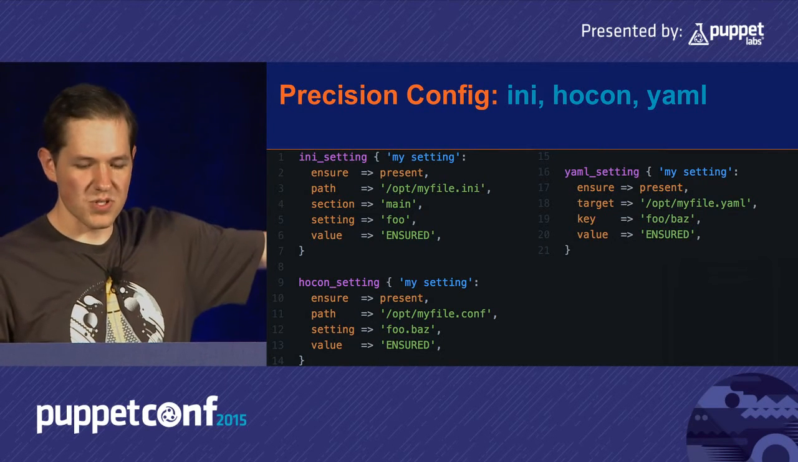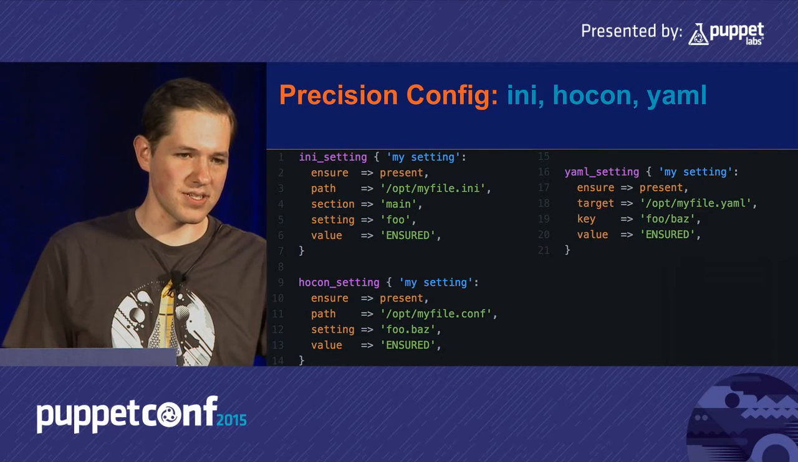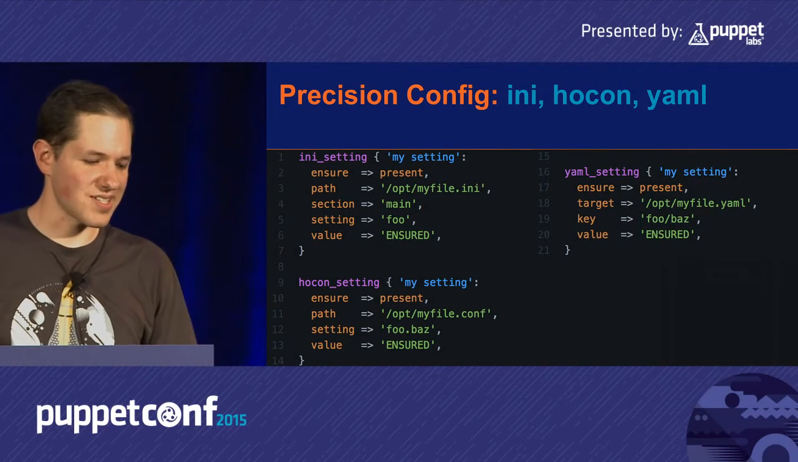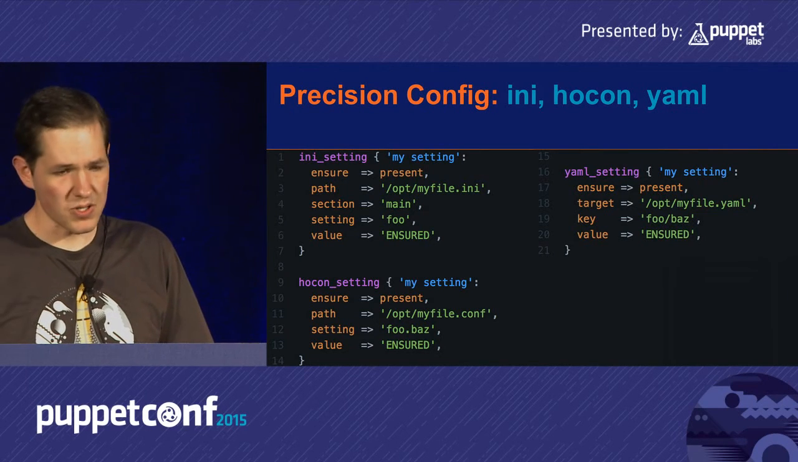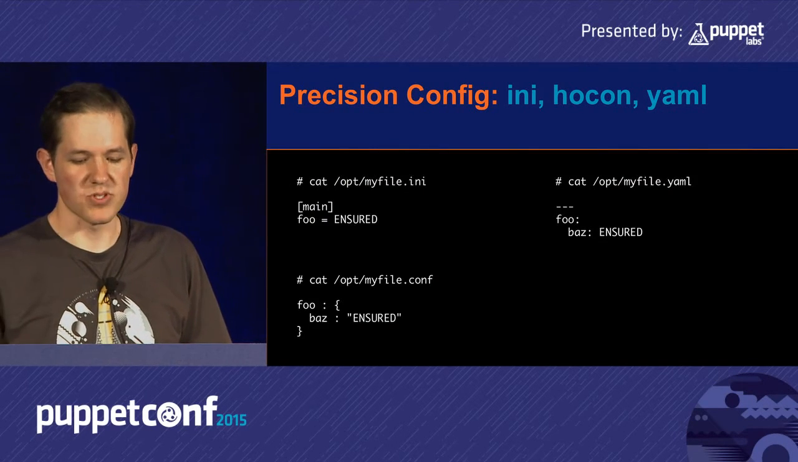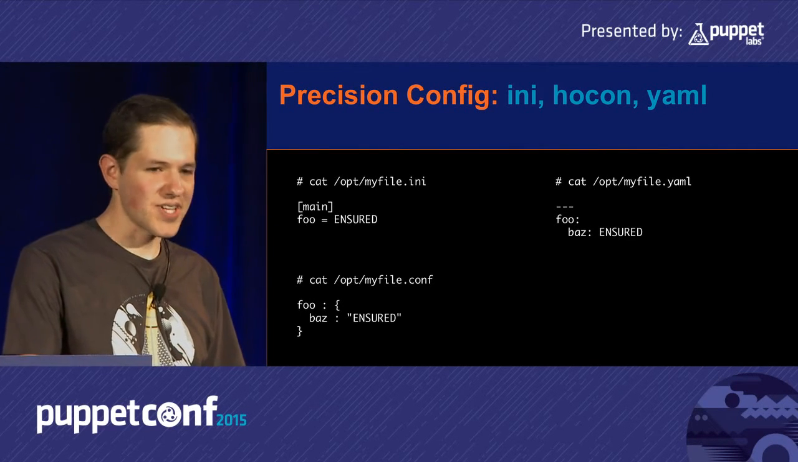The end result of doing these configurations is that each of these is going to set a particular setting. We have foo.baz in the Hocon, foo/baz in the YAML, and foo in the INI. They're all setting it to ensured. This is the end result. If no file exists, each of these will create the file and set the setting.